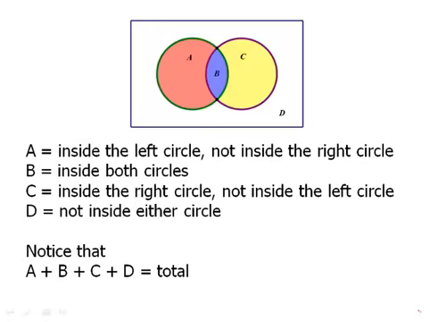Notice that if each one of these equals numbers, how many in A, how many in B, how many in C, how many in D, if we add those up, it would equal the total number of people in this population.